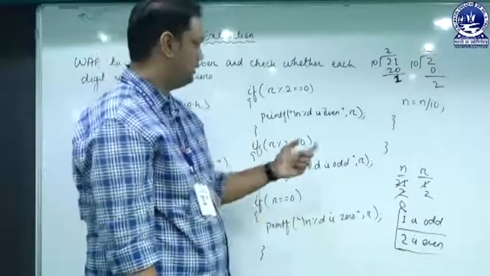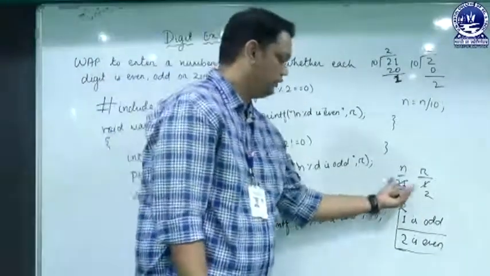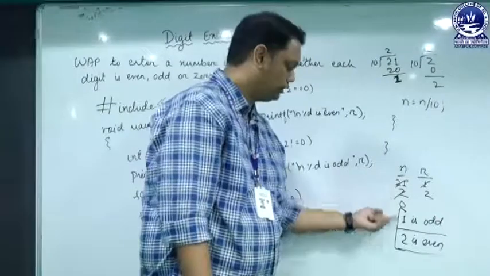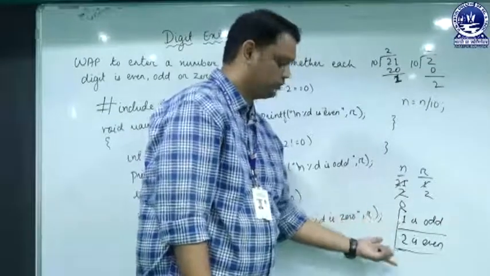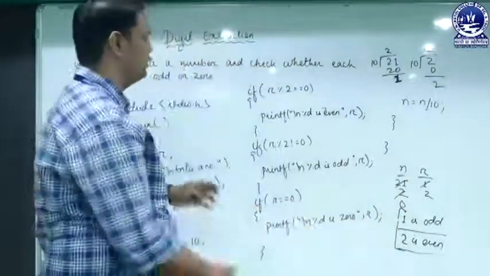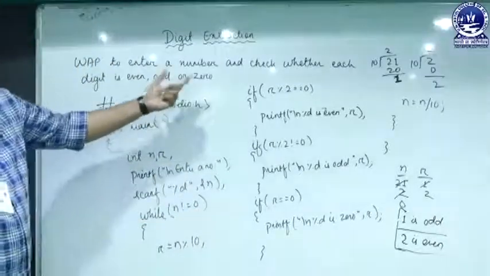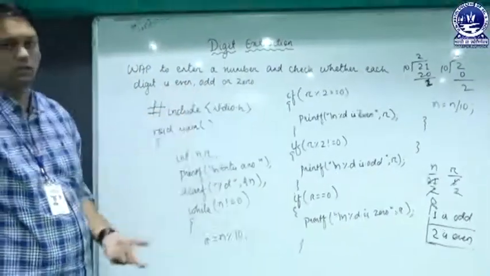So we have entered, as per the program, 21. So digits are 2 and 1. So 2 is even and 1 is odd. So it has been printed in the program. So this is all about entering a number and checking whether each digit is even, odd or 0.